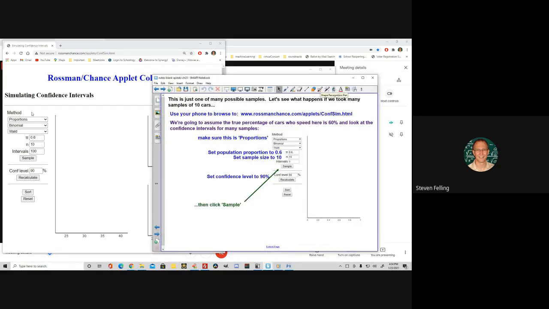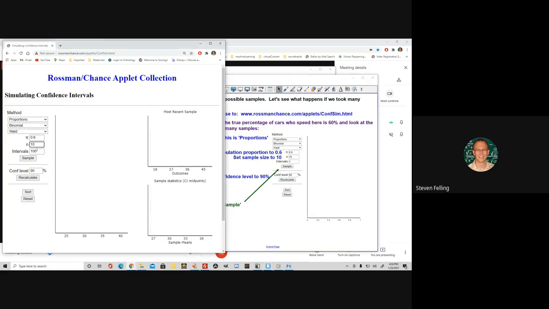So if you're doing this with me on your phone, you're welcome to do this too. You can set this to proportions, binomial, Wald, and then set this pi, which represents what we call p, the population proportion. So this is saying, let's assume that somehow we knew that 60% of the cars on the road are speeding, and let's take them 10 at a time, a sample of 10, and let's just do this one time and compute a confidence interval with 90% confidence.